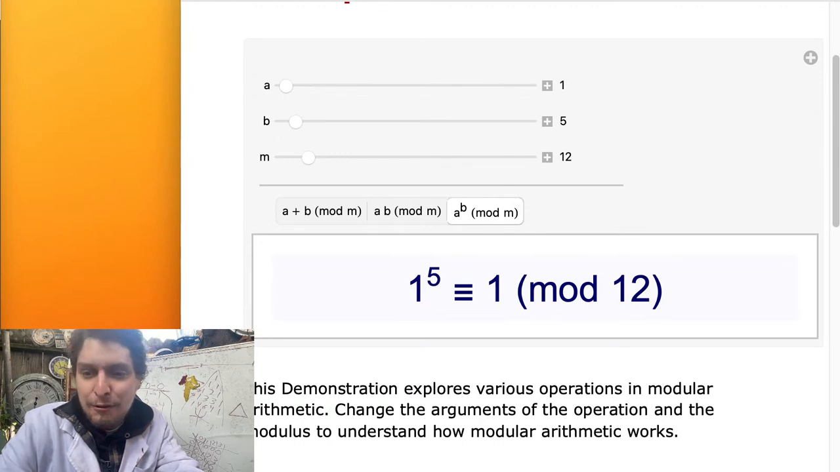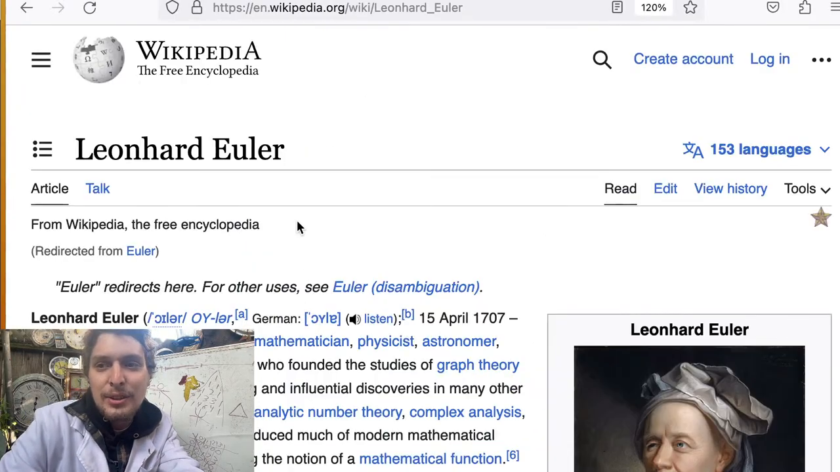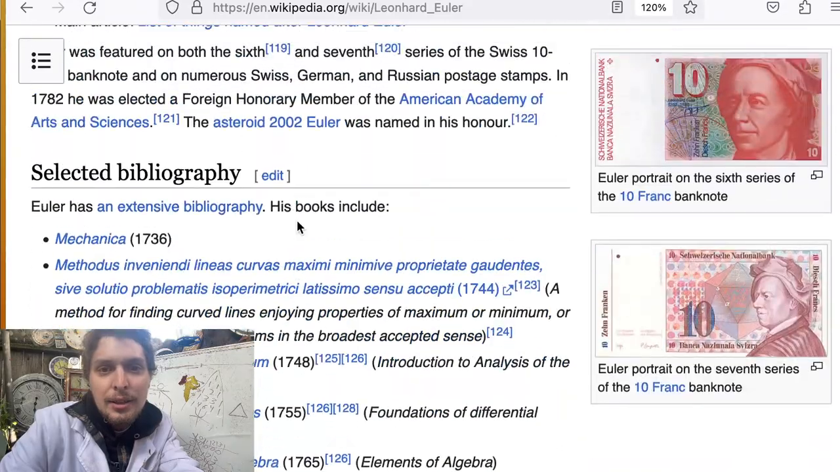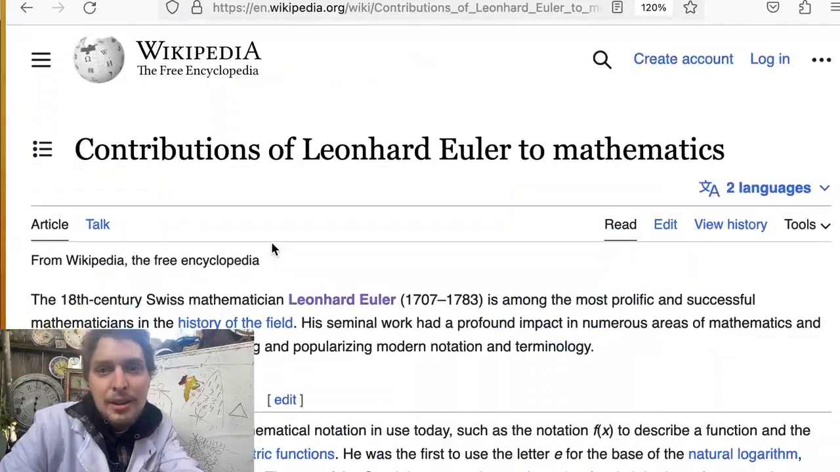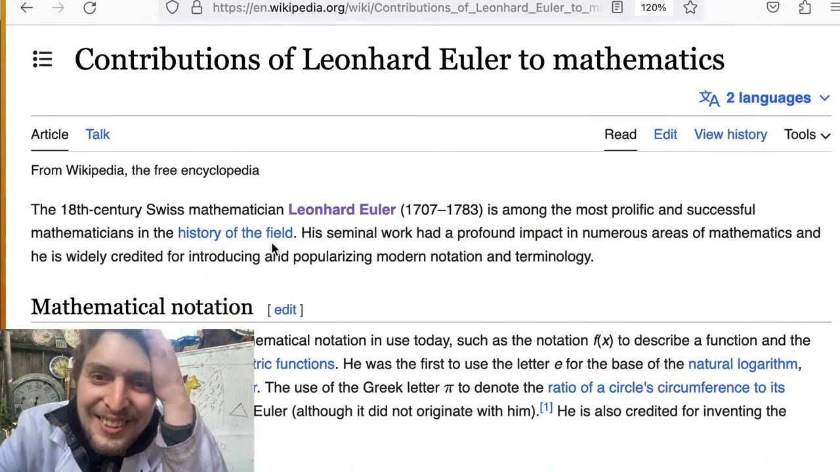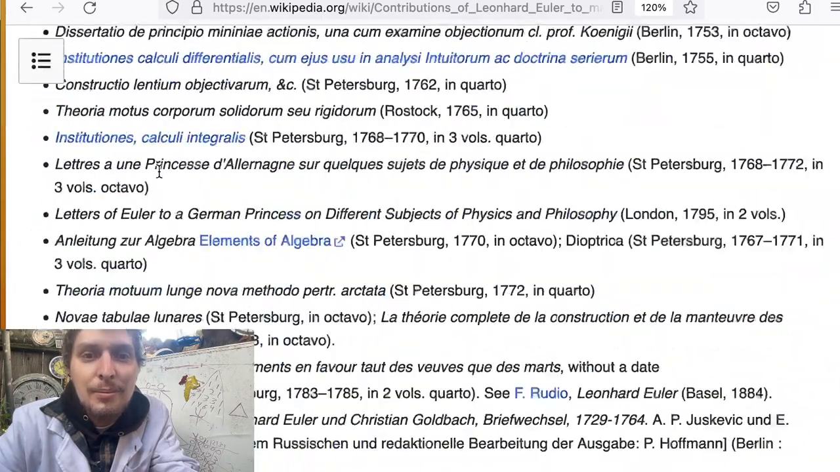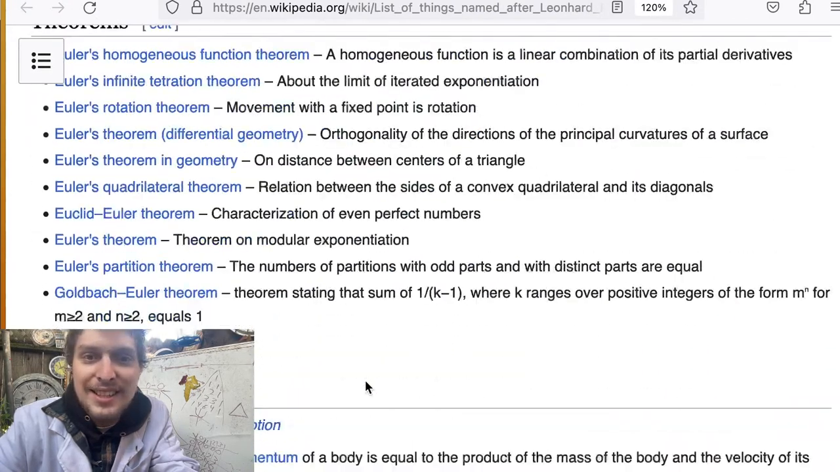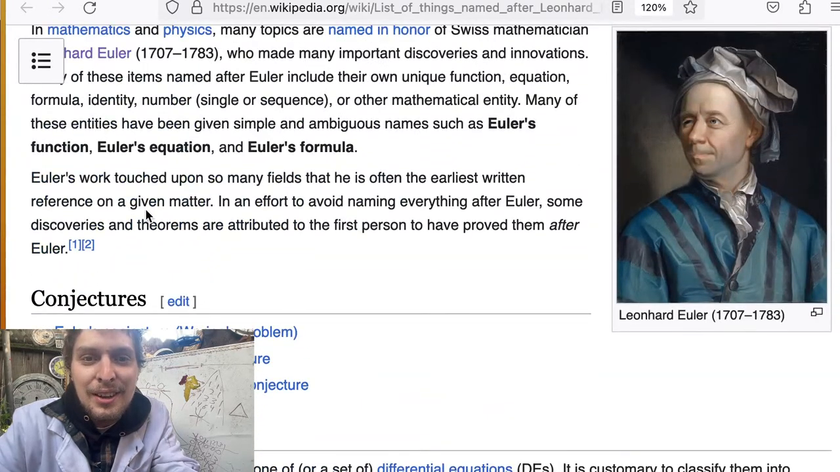You do have to love how, if you go on Wikipedia, I know I've showed this before, but I think it's pretty funny. Not only does Euler have a very long article about him, we also have one that is his bibliography, but there's also a whole separate article. Oh my God, I was going to joke about how they have this article that's a list of things named after Euler. And not only is it really long, look at all these things named after Euler, and a lot of them have theorem in the name, but they also note Euler's work touched on so many fields that he's often the earliest written reference on a given matter.